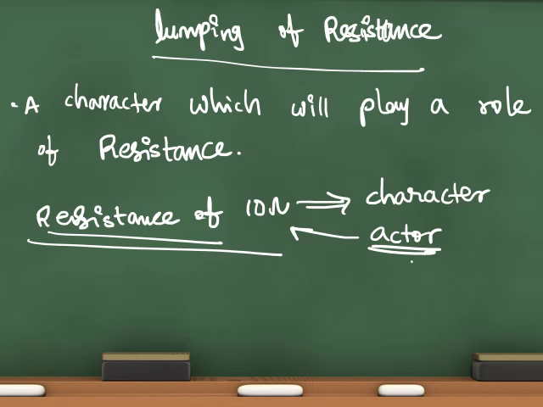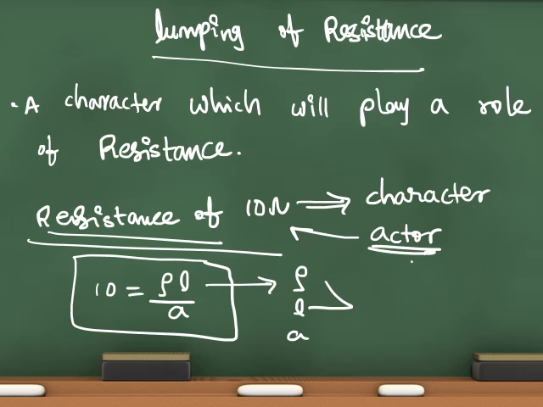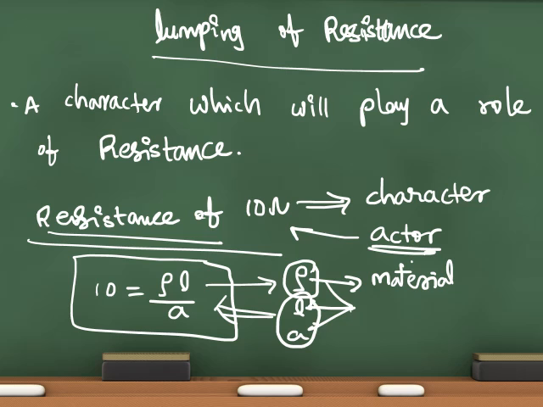This can be obtained by choosing certain parameters, like 10 equal to rho L by A. Choose appropriate values of rho, L and A, and you will get this 10 ohm resistor. Rho will give the material, and L and A will give the size. Here size and material are two important things. If you want a small size resistance, you have to take more resistivity value of material. If you want a large size resistor, you will take a low resistivity value. So by adjusting rho, L and A, you can manufacture a character or a device or an actor which will play a role of resistance.